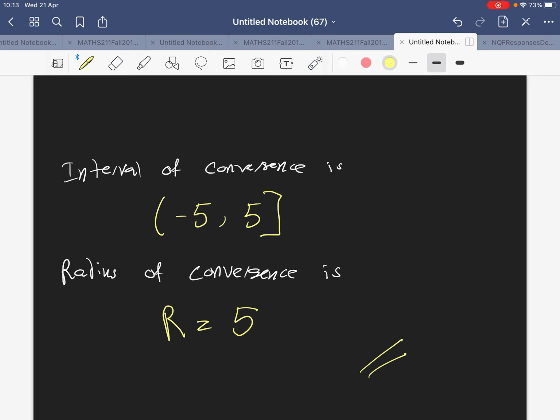And that's how we finish this example. The next example, we will do 2 more examples and see what's the interval of convergence and the radius of convergence. This topic is very important, so please go to WebAssign and practice.